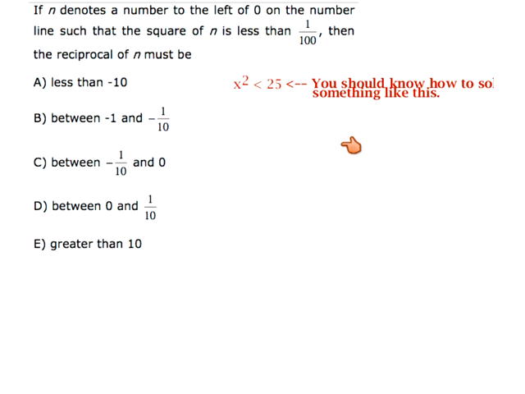This is the kind of thing where you shouldn't have to go through an absolute value. That's a little bit too much intermediate thinking. You should be able to just generate the solution by thinking about it. And we've got a number line here. It's not -5 or 5. It's not an equation. It's an inequality.